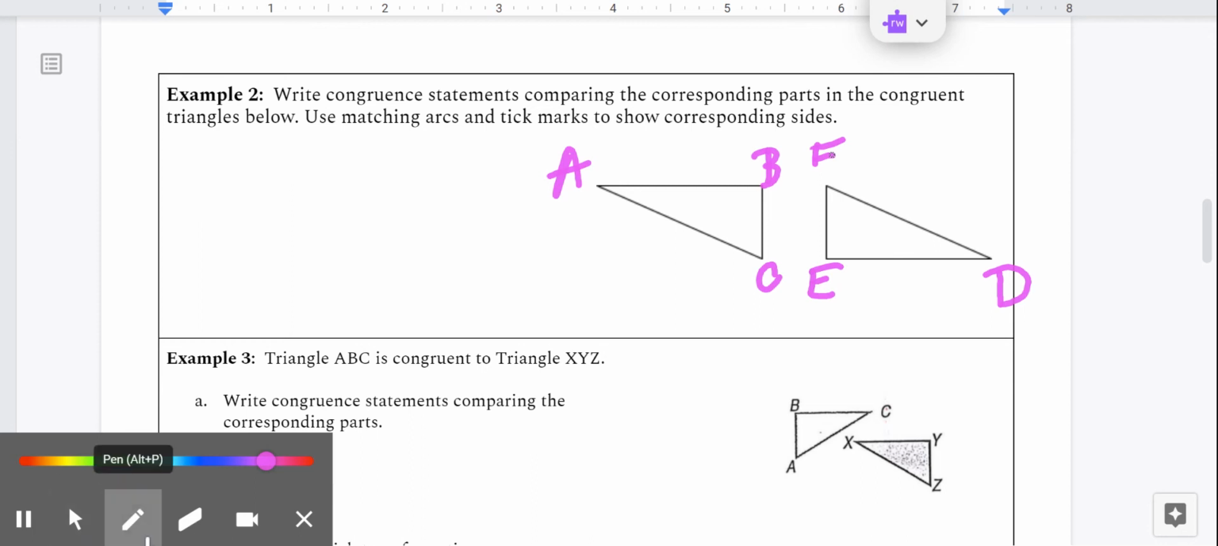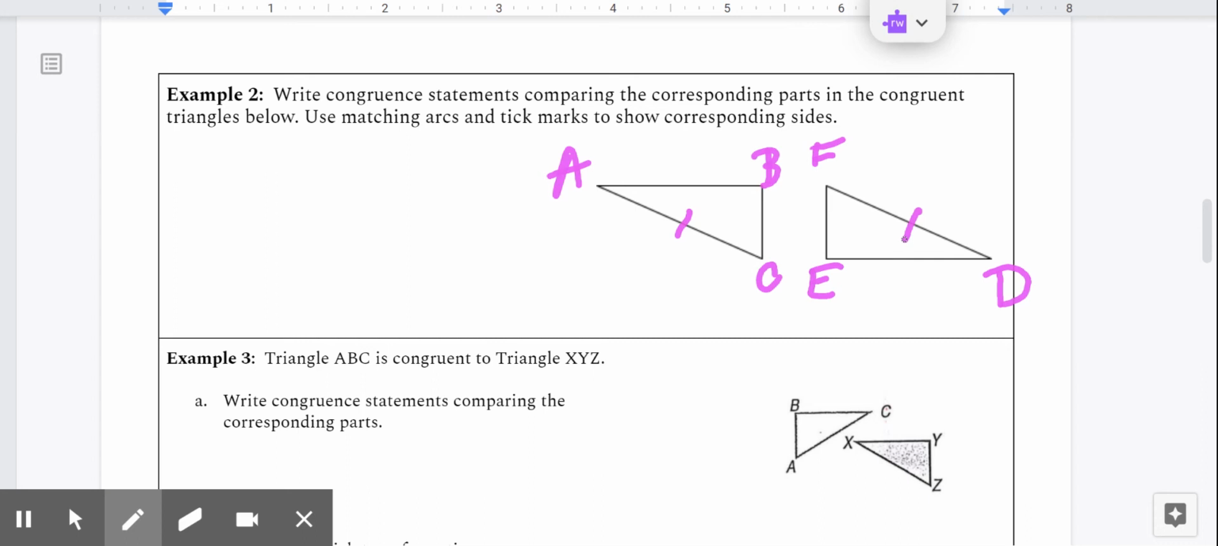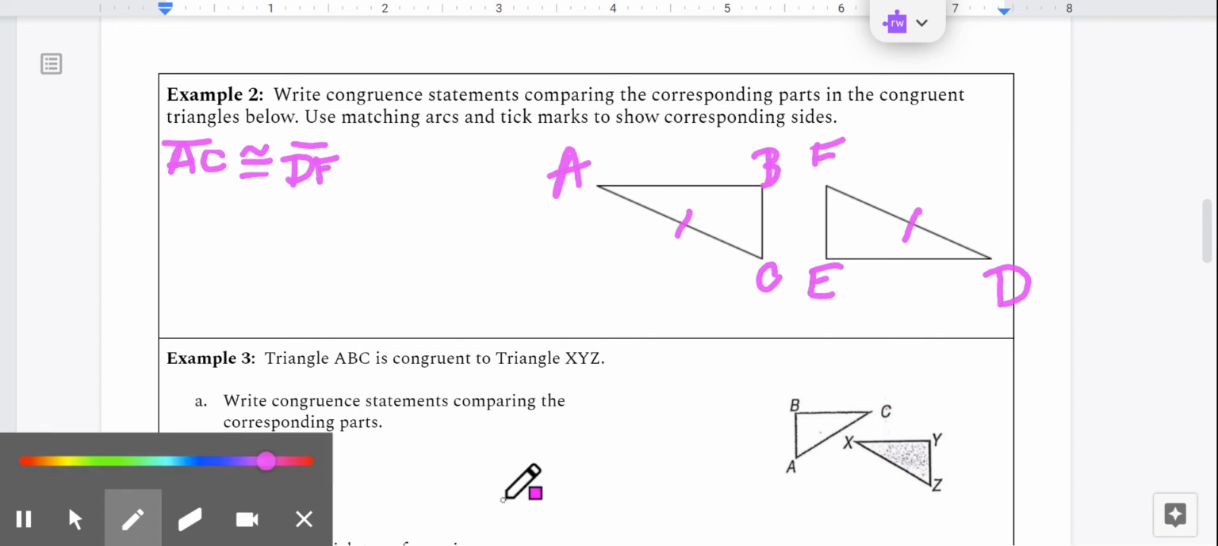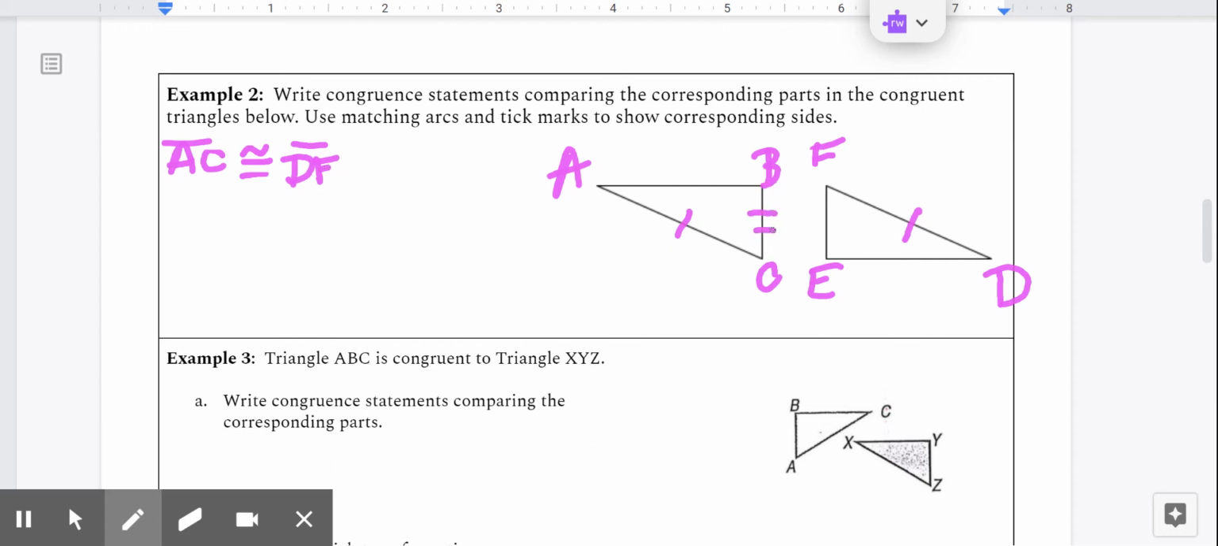To start with, let's label our corresponding sides. It might be easiest to say the hypotenuse of each of these is a corresponding side, right? So side AC is congruent to side DF. Another pair of corresponding sides is going to be BC and EF, right? Those are the shorter of the 2 legs. So side BC is congruent to side EF. And our last pair of corresponding sides would be side AB and side DE. So side AB is congruent to side DE.